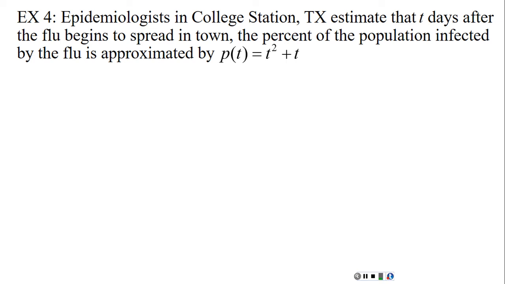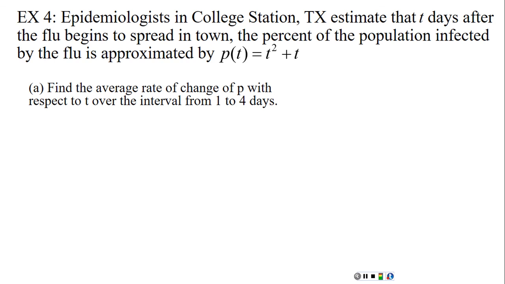Epidemiologists. This is a little bit true example that I just happen to do every year. But epidemiologists in College Station, Texas estimate that T days after the flu begins to spread in town, the percent of the population infected by the flu is approximated by P of T equals T squared plus T. Okay. It says find the average rate of change of P with respect to T over the interval from 1 to 4 days. What does average rate of change mean?